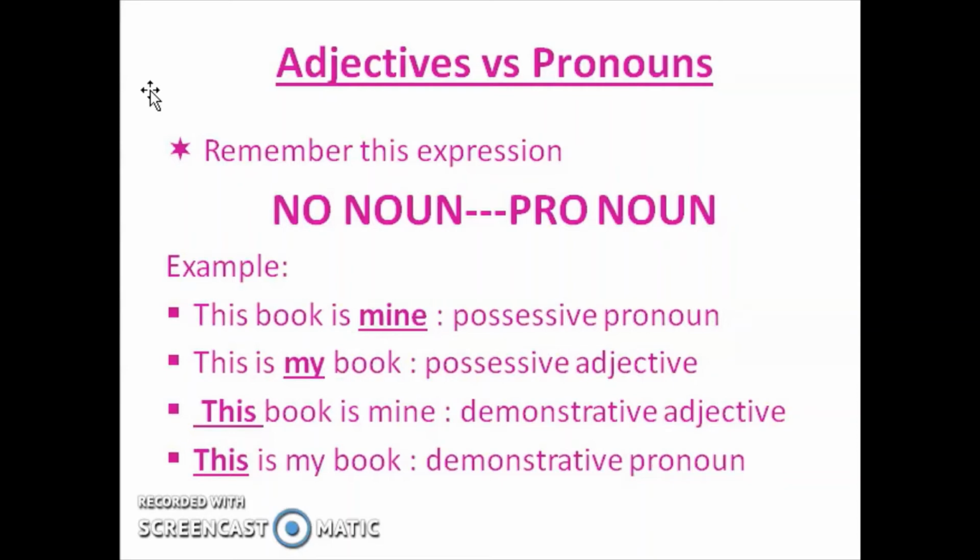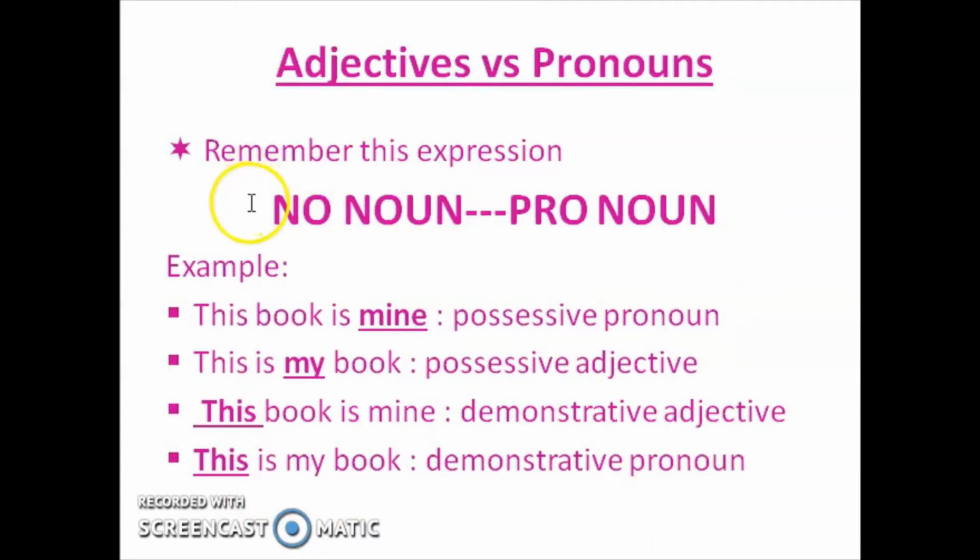Sentence number 3. "This book is mine." Notice the word this is followed by the noun book, and that's why it is called a demonstrative adjective. In the fourth and the last sentence, you find the sentence goes, "This is my book." The word this is not followed by a noun, which makes it a demonstrative pronoun.